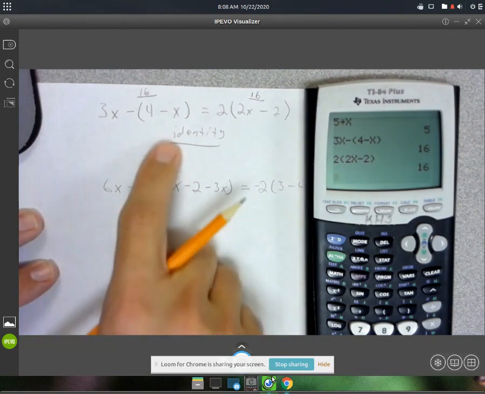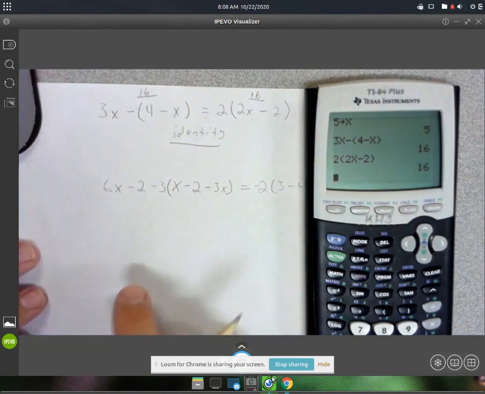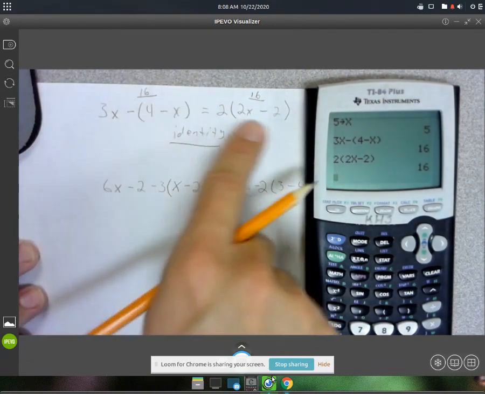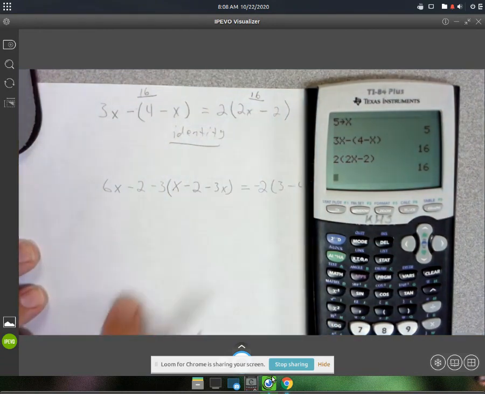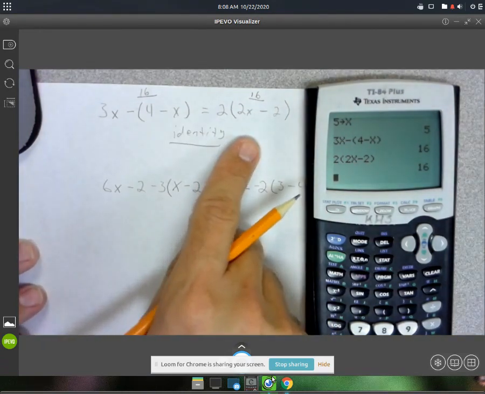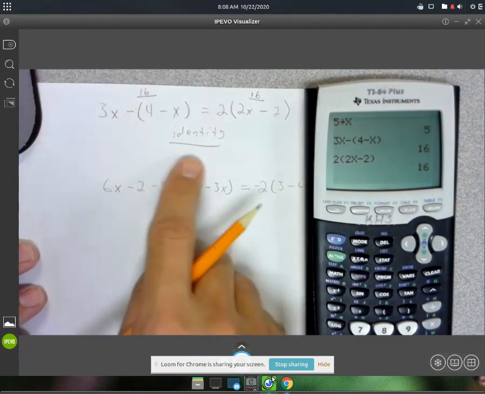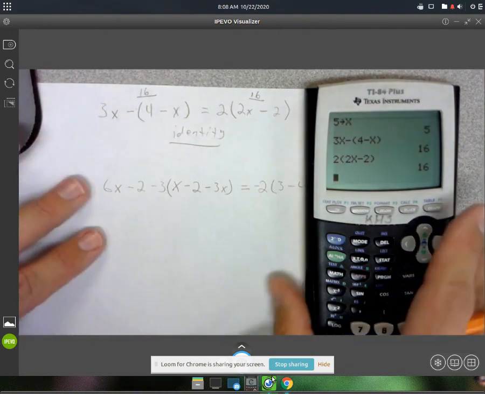All right, so if I had used 2 for x, it would have given me something and then the same something over here. So you can pick any number for x and just see if it works for the equation, and that'll tell you whether it's an identity or inconsistent.